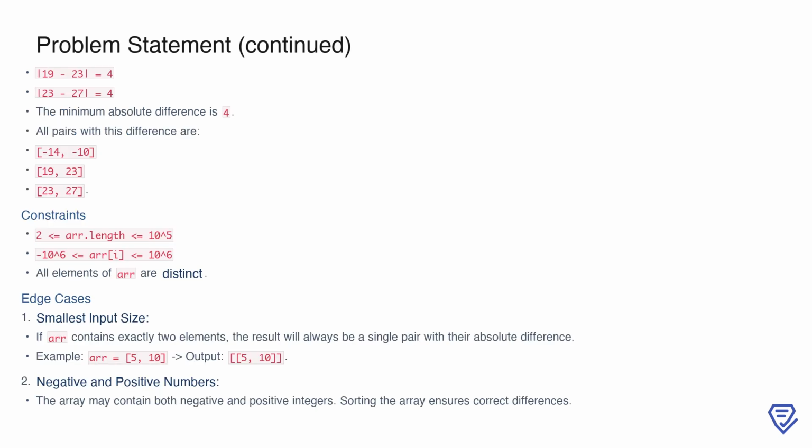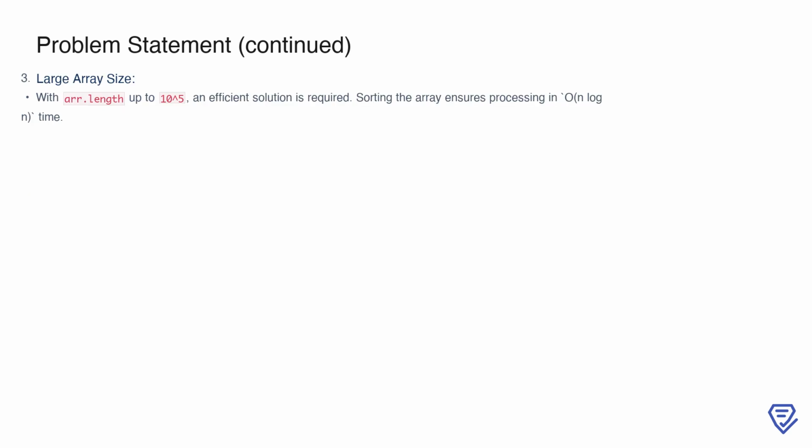To summarize the constraints and edge cases, the minimum absolute difference is calculated between adjacent elements after sorting the input array. The constraints specify that the array size can range from 2 to 10^5, and the integers in the array can range from -10^6 to 10^6. Since all elements are distinct, there are no duplicate values to handle. In edge cases, such as when the array contains only two elements, the result is straightforward as there is only one pair. Additionally, the array may include a mix of negative and positive numbers, but sorting ensures the differences are calculated correctly. For very large arrays, efficiency becomes critical.